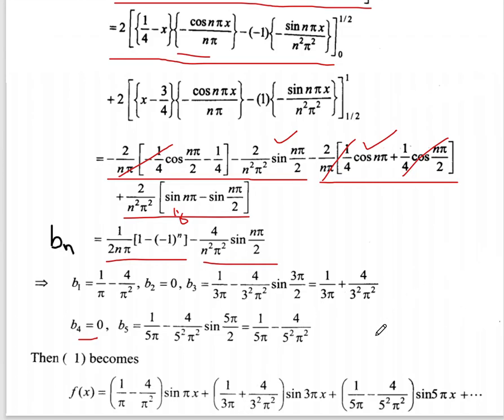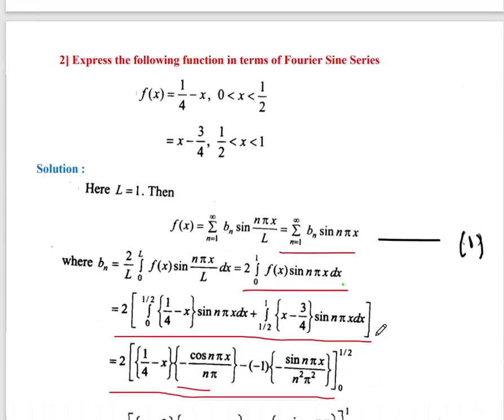So this is the second example on the half range Fourier sine series. In the next lecture we will see another example on this topic.